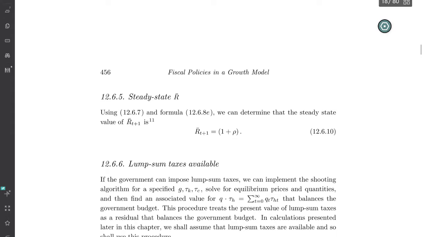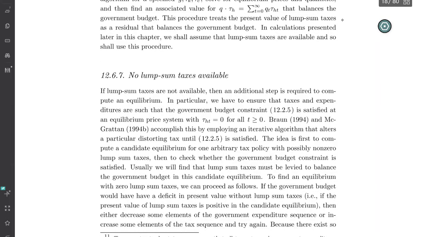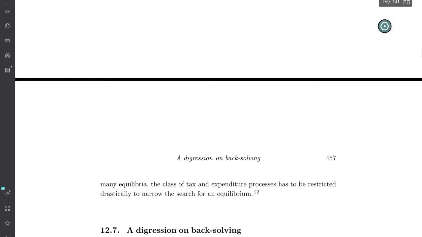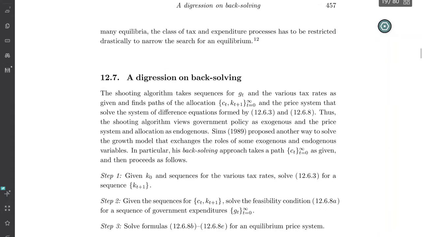Now, here's this. I told you if lump sum taxes aren't available, we have to do something like Braun or McGrattan did, to add an additional loop. It's basically adding an additional computational loop to our shooting algorithm, beyond the shooting algorithm. So this section you could skip for now, but you might know that it exists.